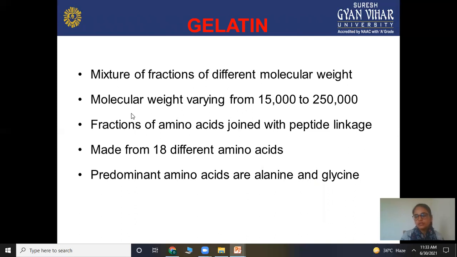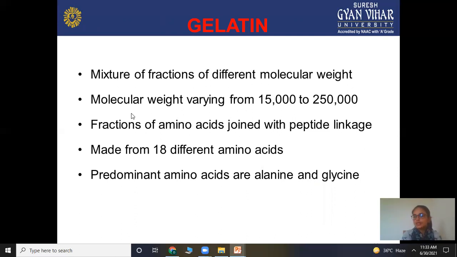And when we see the molecular weight of gelatin, it ranges from 15,000 up to 250,000. And next is fractions of amino acids joined with peptide linkage. Means in this also some amino acids are present, and these amino acid fractions are joined with peptide linkage. This gelatin is made from 18 different amino acids, and the predominant amino acids are alanine and glycine.